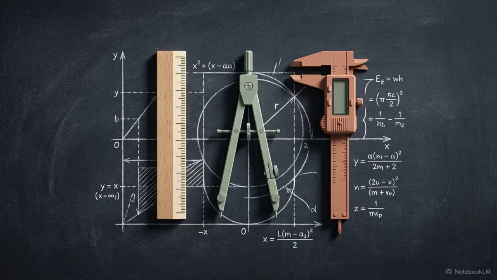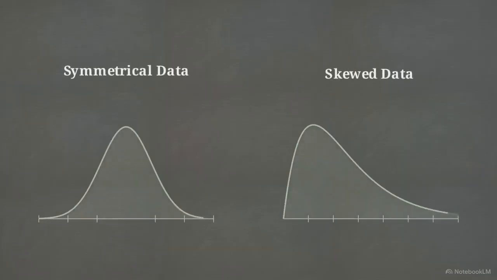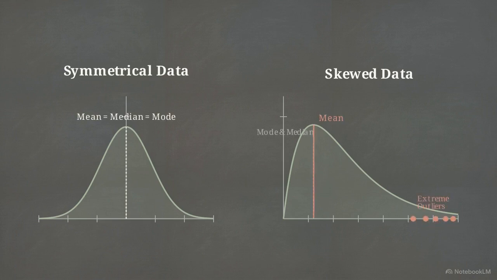Can the mean, median, and mode be used interchangeably in the real world? This chart compares symmetrical data against skewed data. On the left, all 3 measures align perfectly, but on the right, applying the mean to data with huge outliers drags the average far from the peak, creating a summary that misrepresents the actual distribution of the values.